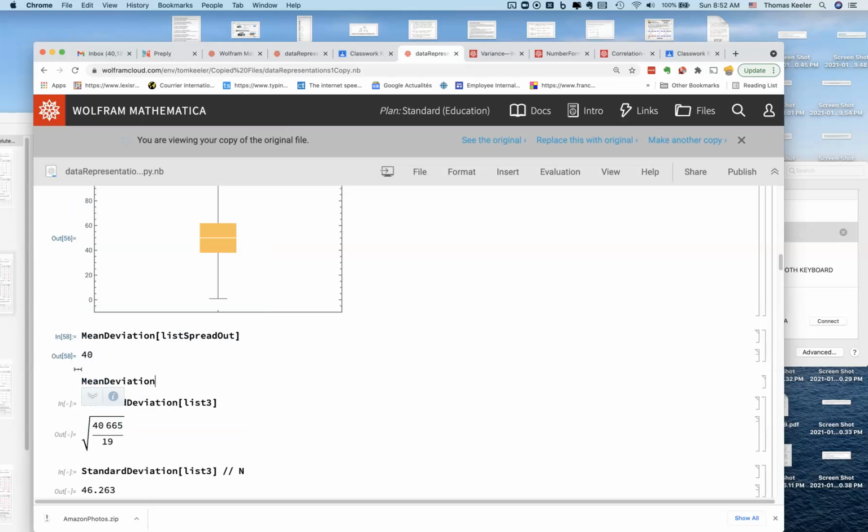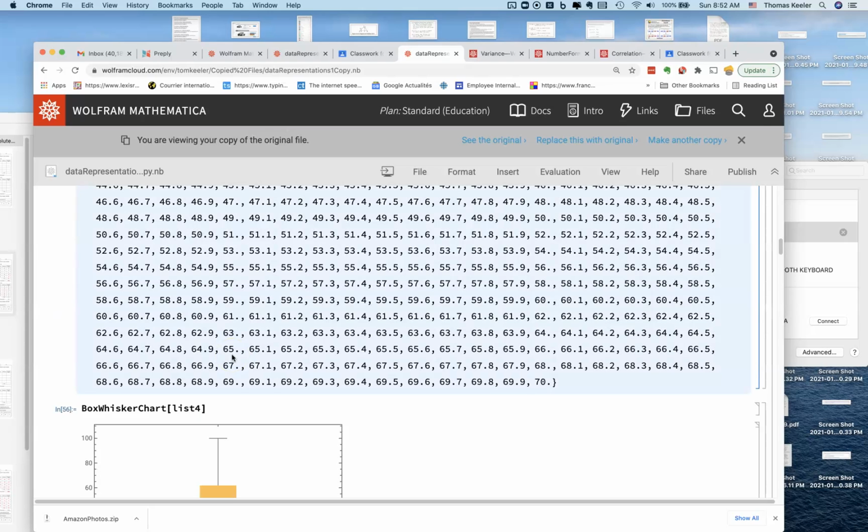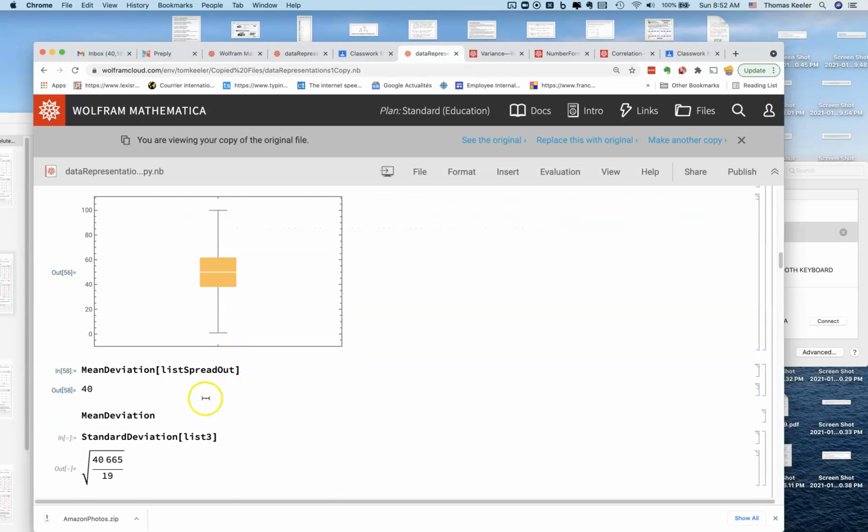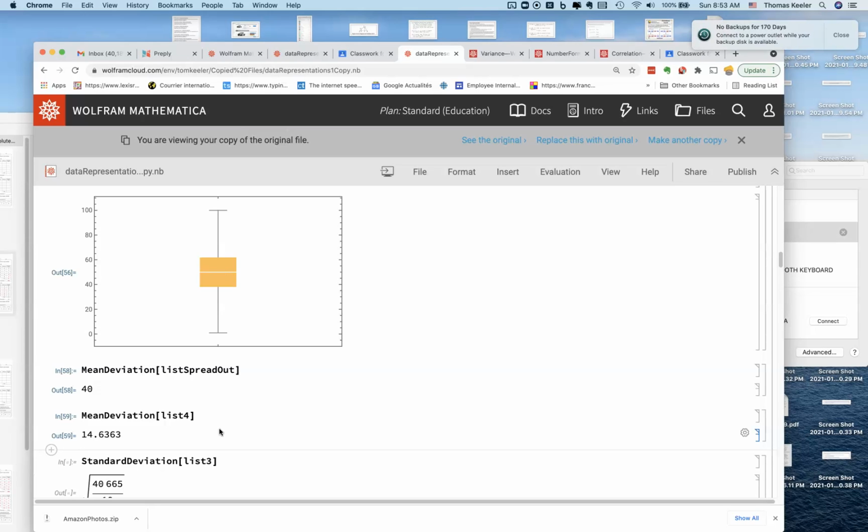Okay, so now let's look at the same thing for mean deviation, but now we've got that list that we made a lot more centered, list 4. Okay, so list 4, where we put all the values, added over 100 values that were close to the center, which is 50. Okay. And well, let's just see.